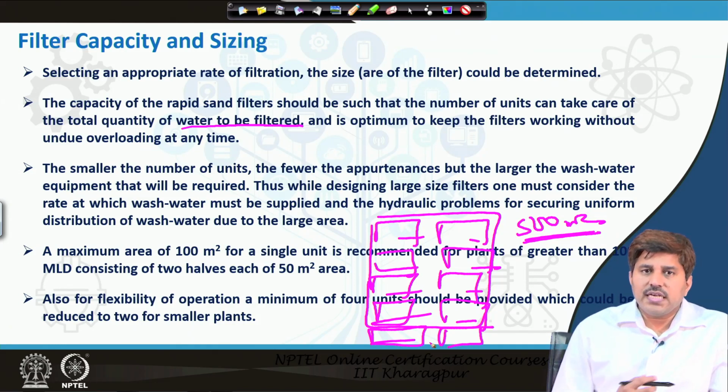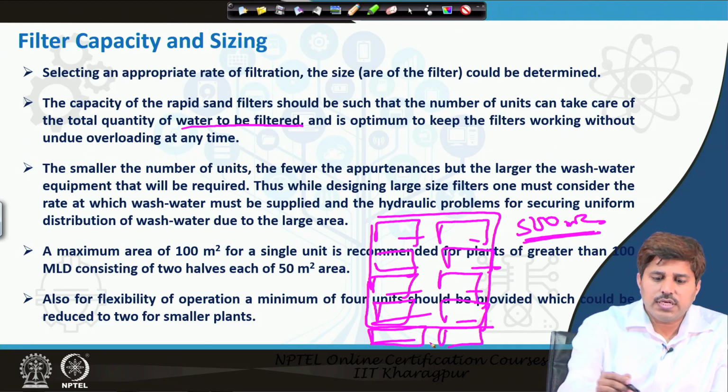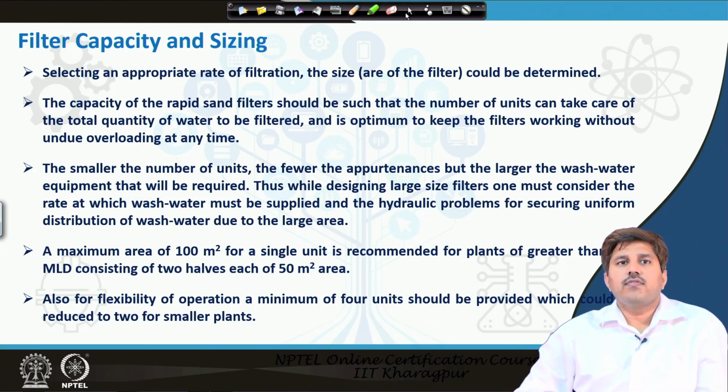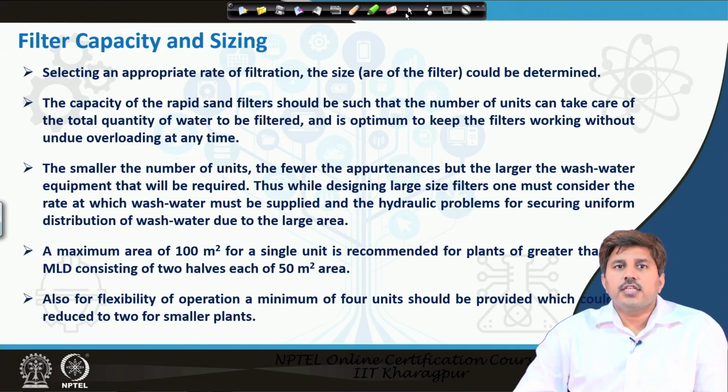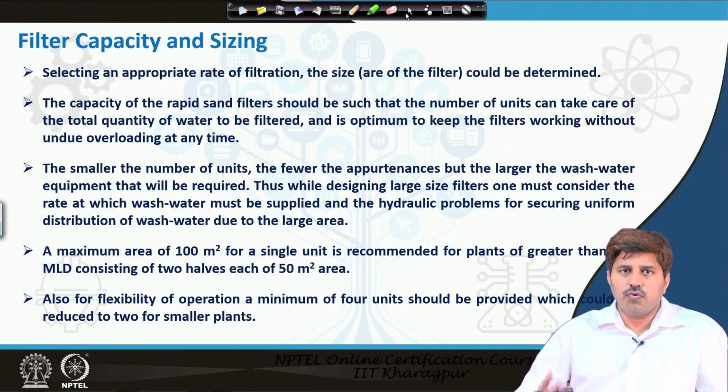We need to optimize the good number of filter beds we can use and the optimum size, so that we can get the desired flow rate out of the filter. The smaller the number of units, the fewer the other arrangements like valves and gauges will be required. But we are going to have larger wash water equipment because we need to flow wash water at a much larger rate. So, while designing we need to see what is the optimum range of a filter bed which we should choose.